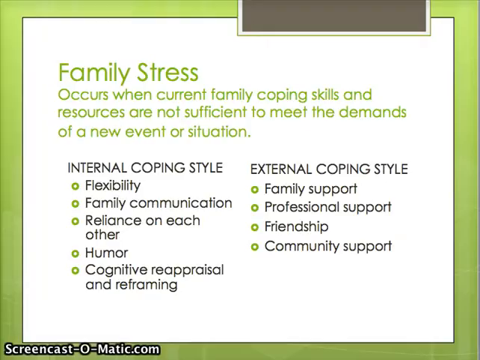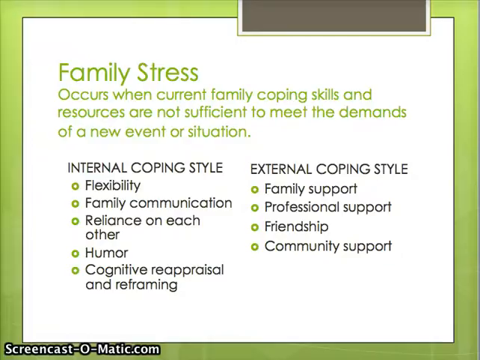So if you look at this, you can see that family stress occurs when current family coping skills, that mix of coping skills, are not sufficient to meet the demands of a new event or situation, and this can often create a crisis in the family. So if you look at internal coping styles, it's those things that family members do together to cope.